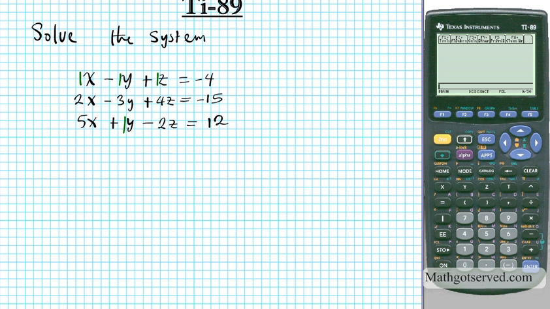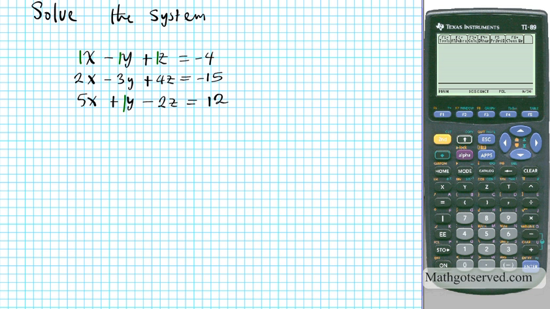So let's go ahead and create the related matrix. I'm going to just extract the coefficients, all right? So that goes in my matrix. I have 1, -1, 1, -4 for my first row. And then for my second row, I have 2, -3, 4, and -15. And then for my third row, I have 5, 1, -2, and 12.